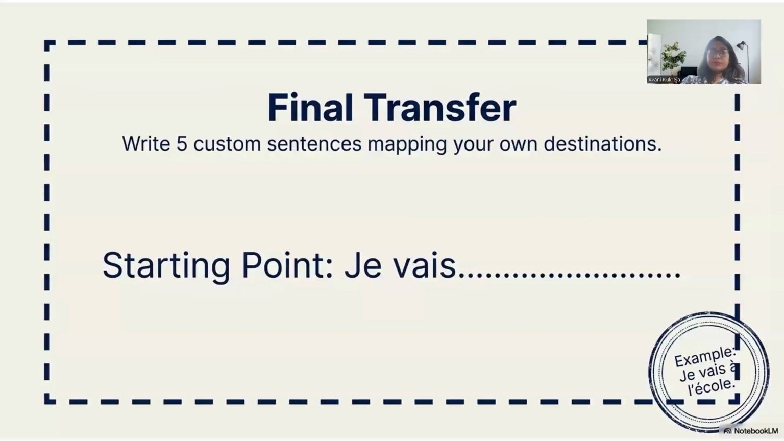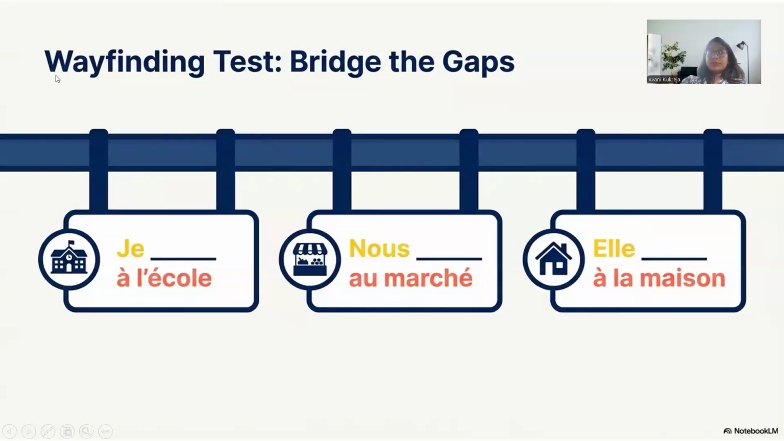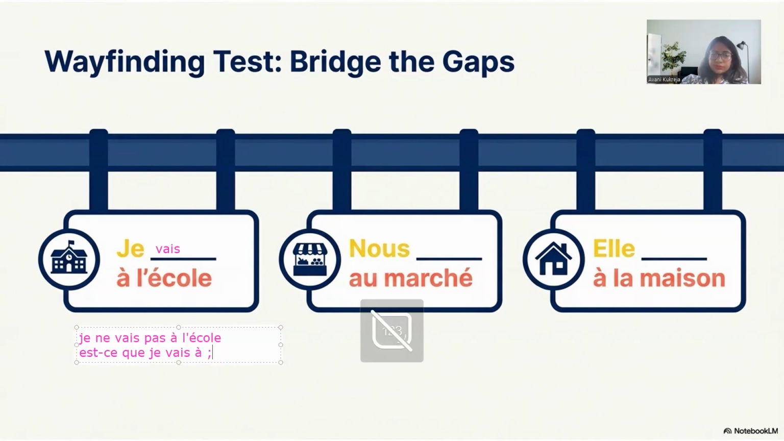But let's quickly check your memory, everyone. Je, quickly tell me the answer. Je vais. Je vais à l'école. If I want to negate this sentence, what will I write? Je ne vais pas à l'école. If I have to do it in interrogation, what will I do? Est-ce que je vais à l'école? Very good.